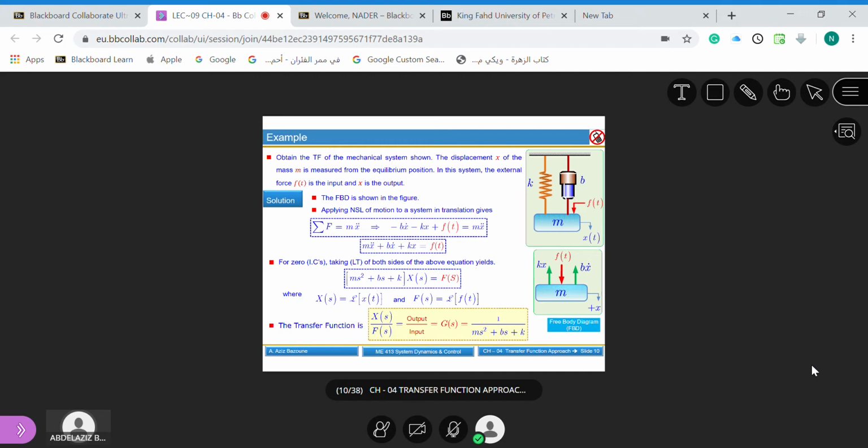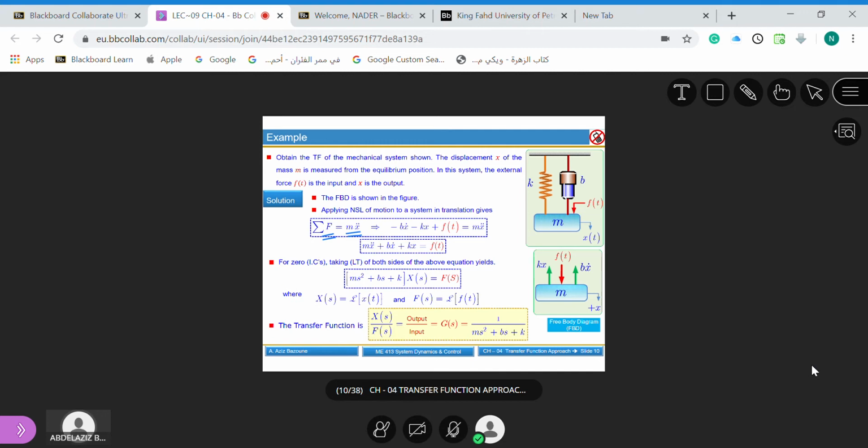If we look at the system here, we have a mass, spring, damper system. The system is damped and it is forced, with a force f of t. The free body diagram is shown here. If we write Newton's second law for a system in translation, the summation of all forces acting on the system is equal to mass times acceleration.